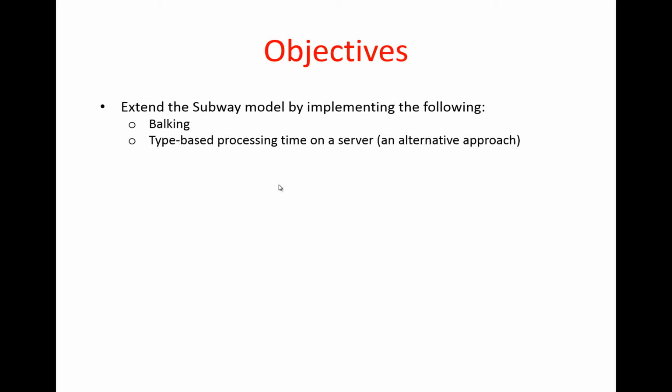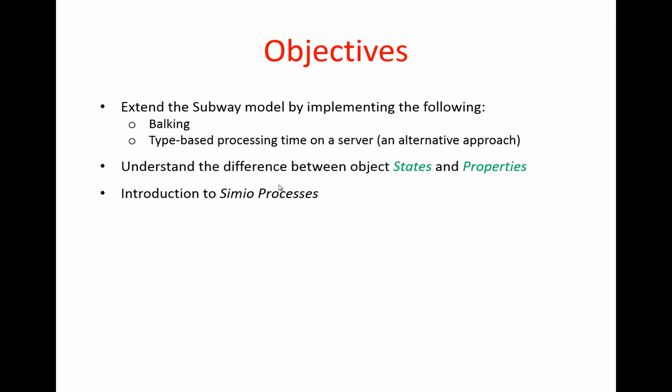In order to be able to do these extensions, we first need to understand the difference between object states and properties. We will also introduce Simio processes and their characteristics, and also learn how to use add-on process triggers or state assignments to extend or enhance the behavior of different components of our model.